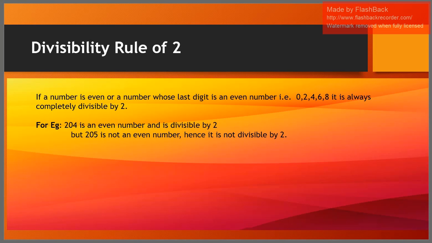Divisibility rule of 2. If a number is even, or a number whose last digit is an even number, that is 0, 2, 4, 6, 8, it is always completely divisible by 2. For example, 204 is an even number and is divisible by 2. But 205 is not an even number, hence it is not divisible by 2.